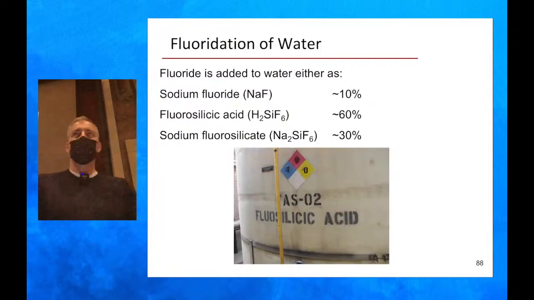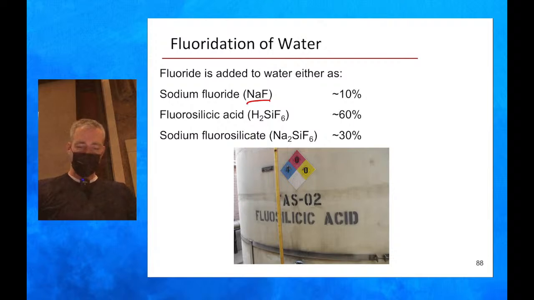So what do they add to the water to make it fluoridated? There's actually three different chemicals that they could use, depending on where you live. They could just use sodium fluoride, which is an ionic compound. It's a salt. It forms this three-dimensional lattice of Na plus, F minus, Na plus, F minus, goes in the water, it dissolves, and now you have fluoride in the water. That's only used about 10% of the time.